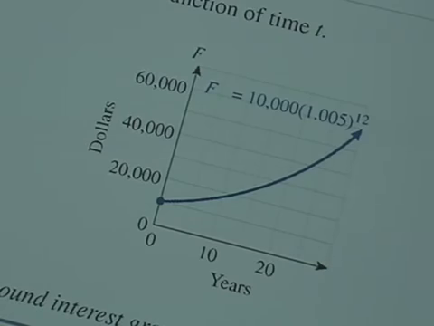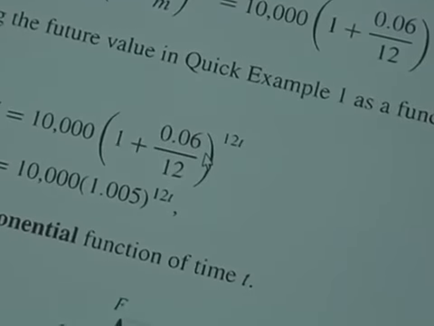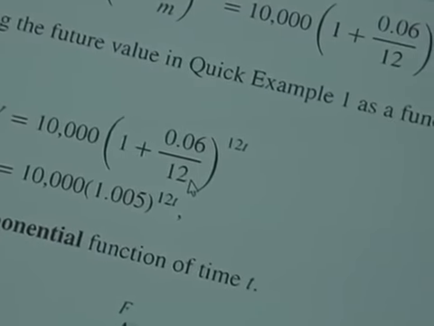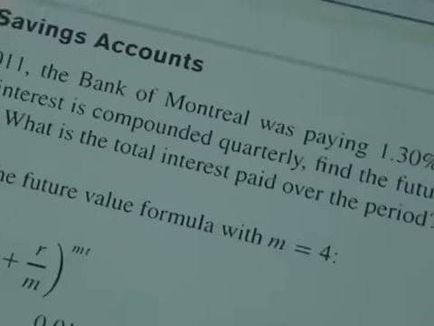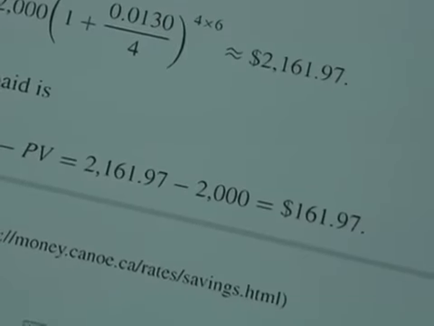What were the conditions, by the way? There's $10,000, 6% interest compounded monthly. Okay? Any questions about that? That's what it would look like. Okay, let's go on to another problem.